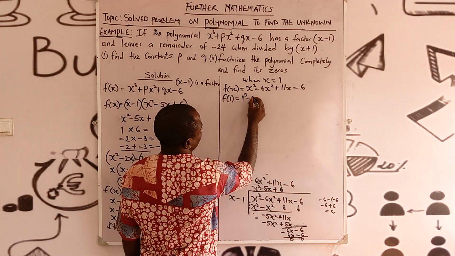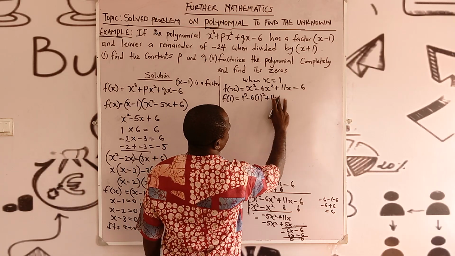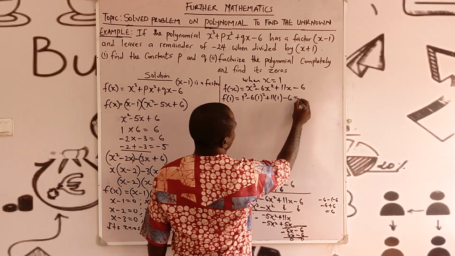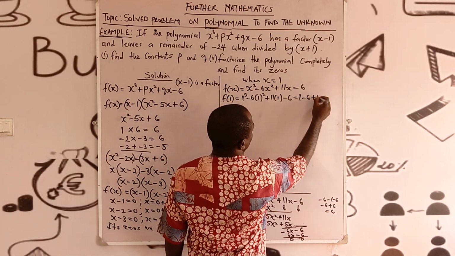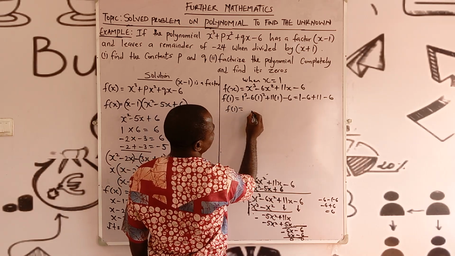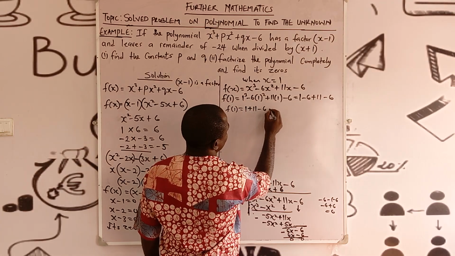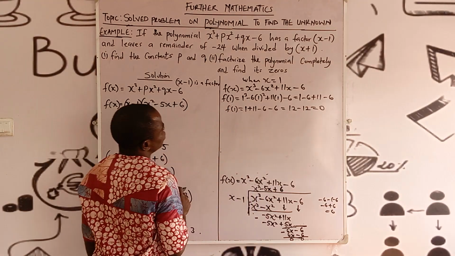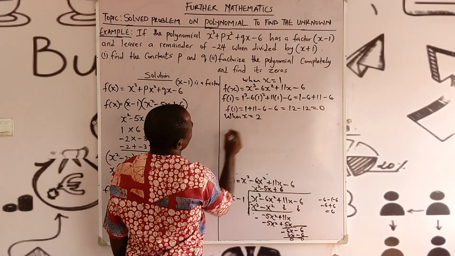1 raised to power 3 minus 6 into 1 squared plus 11 times 1 minus 6, because 1 cubed, that's 1, minus 6 times 1, that's minus 6, plus 11 minus 6. Now f of 1 equals 1 plus 11 minus 6 equals 12 minus 12 equals 0. Can you see? Now, when x equals 2, let's try that.